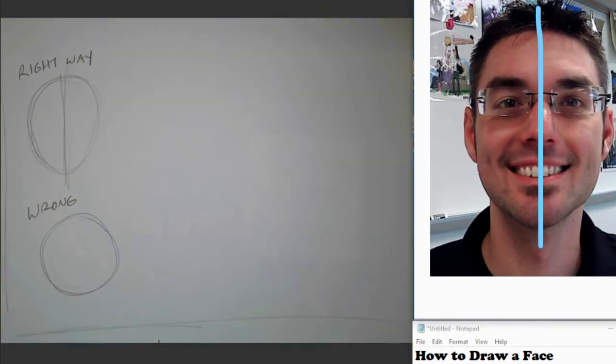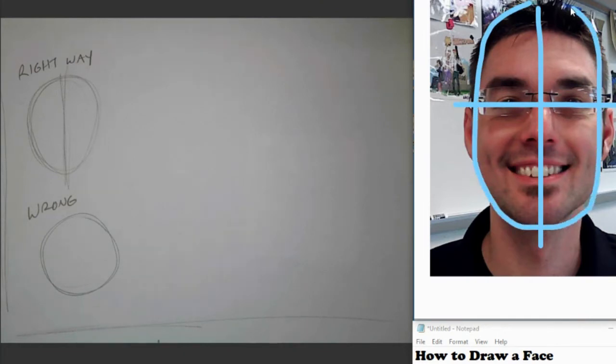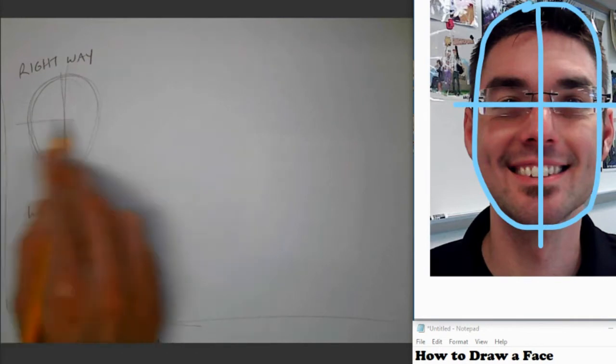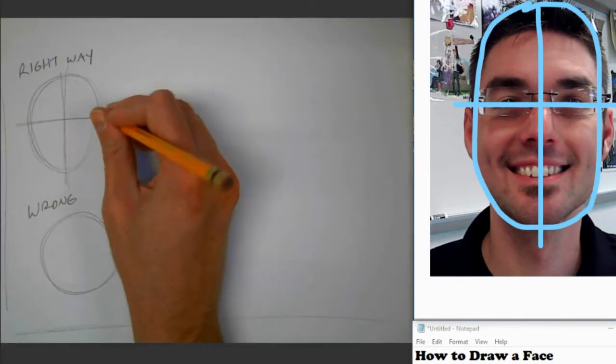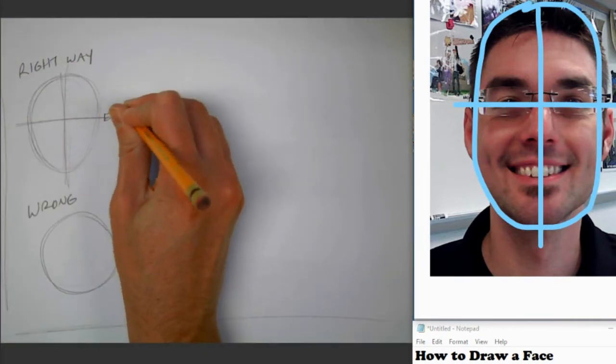Now let's look at where the eyes are. If you look at the eyes, and we draw a line there, and you look at the overall oval of the face, it's right in the middle. So make another line right in the middle. These are our guidelines, and this one is for the eyes.